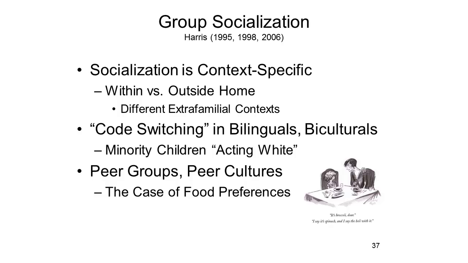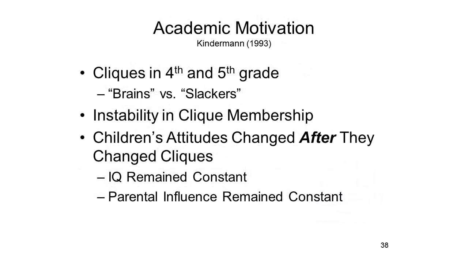And the more the child is subject to group socialization outside the home, the less influence the shared home environment is going to have. A study of academic motivation in 4th and 5th grade children by Kinderman makes this point nicely. Kinderman found that students in the school she studied tended to group themselves into cliques, such as the brains and the slackers. But she also found that membership in these groups tended to be somewhat unstable, with individual children moving back and forth from one group to another.